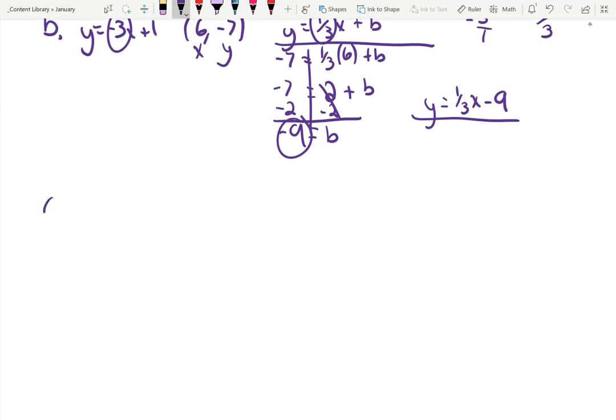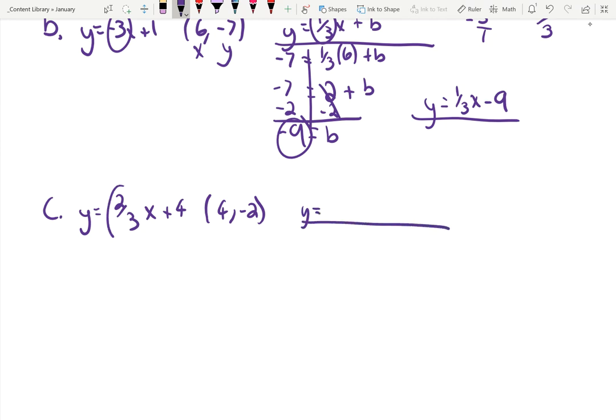All right, 2 more. Example C, y equals 2/3 x plus 4, and the point it needs to go through is (4, -2). Okay, so remember, our equation will have opposite reciprocal slopes, so the opposite reciprocal of 2/3. Since it's positive, the new number will be negative, and then flip the fraction, so 2/3 will become 3/2. So our new slope will be -3/2.